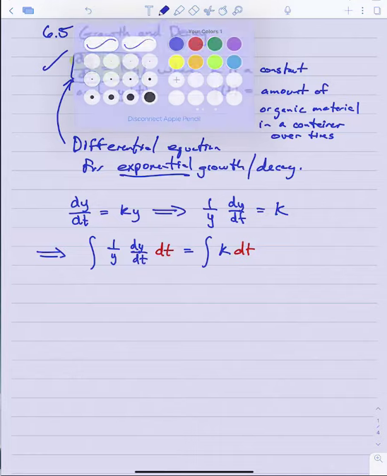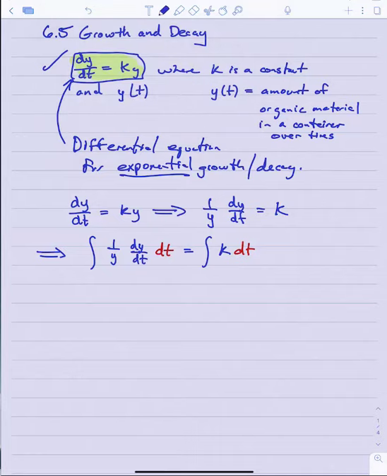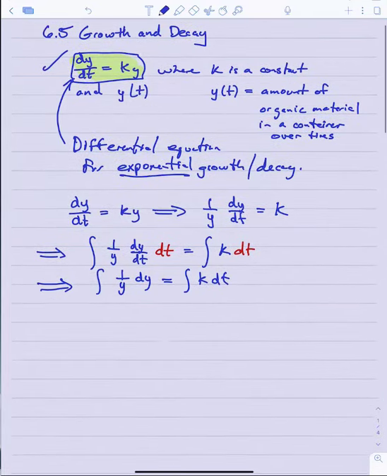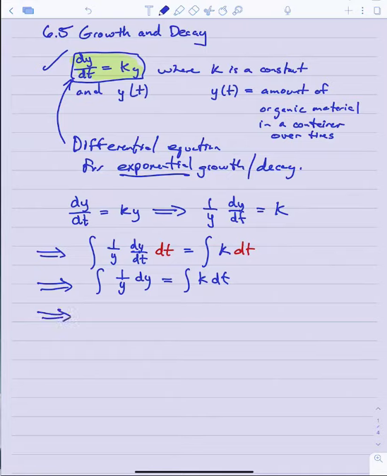Okay, and if I use what I know about differentials, I know that the integral on the left will be the integral of 1 over y dy equals the integral of the constant k with respect to t. Okay, what's that integral going to yield on the left? Well, we know now that the integral of 1 over y with respect to y is ln of the absolute value of y. What's the right side? It's the integral of a constant, which should just be that constant times our variable, so kt, plus c.